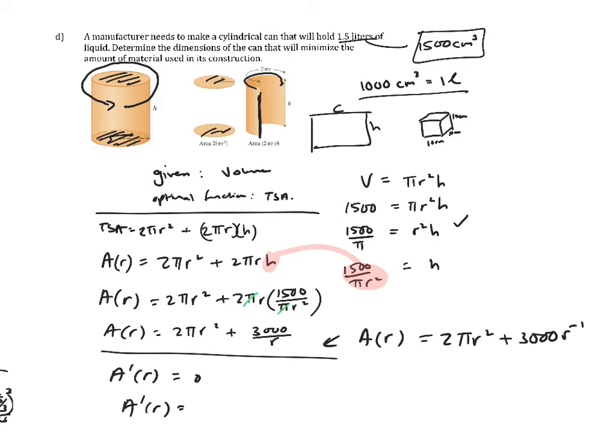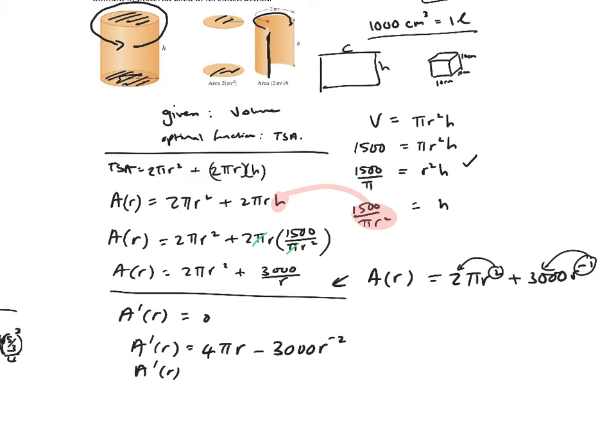So the derivative of that is going to be the derivative of 2 pi r squared, which you're finding with respect to r. Of course you multiply the 2 by the coefficient, so 4 pi r, and then plus pi, but a negative, because here we're going to go minus 1 times 3000, so it's minus 3000, and then r, and subtract 1 from that, so it's minus 2.